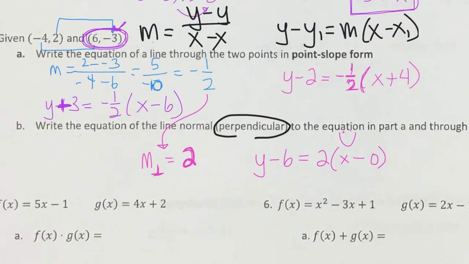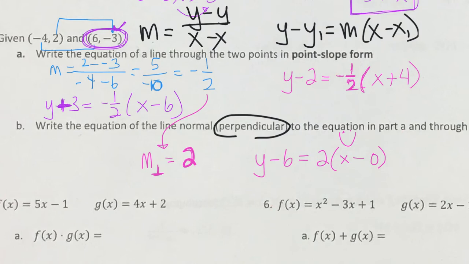So these are your 2 equations, or rather 3 equations, right, depending on how you write it. If you use the point 6, negative 3, then this is the equation you would write. And if you use the point negative 4, 2, this is the equation that you would write. They are both correct. And then this is the equation through the point 0, 6 with a perpendicular slope. So we had a negative 1/2. The perpendicular to that is positive 2. And there you go.